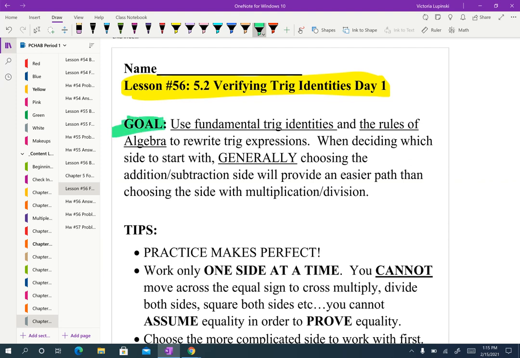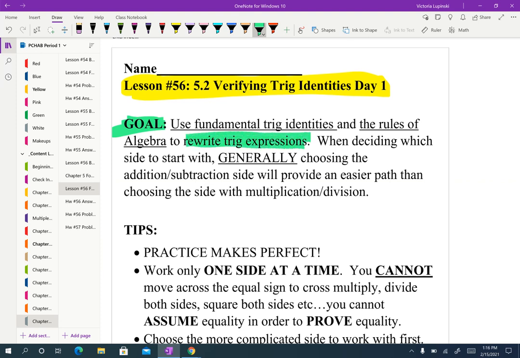The goal of all these problems here in section 5.2 is to use the fundamental trig identities, which again is your formula sheet, and to use the rules of algebra. So factoring, reducing, common denominators, all the stuff that we did back in the first day of section 5.1, we're going to use that combined with our formulas in order to rewrite trig expressions.